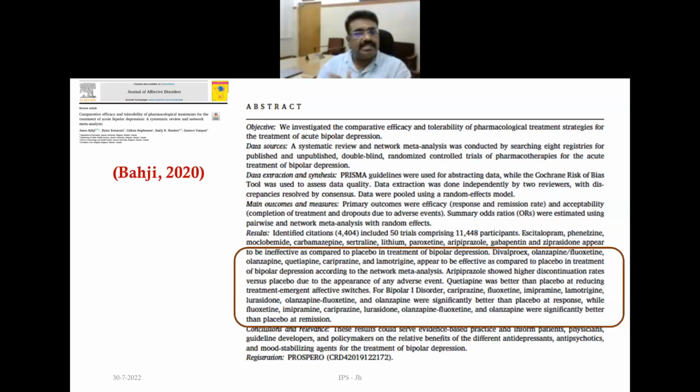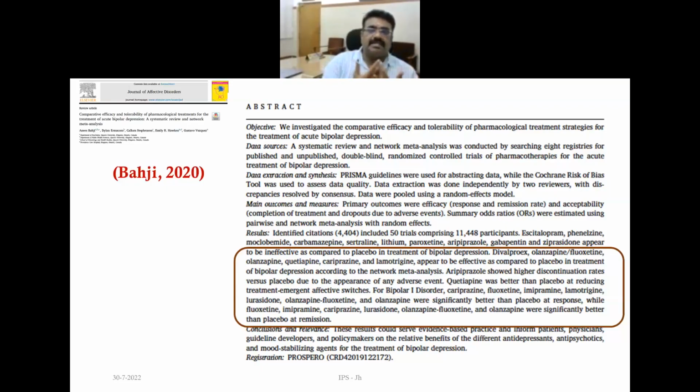So just to continue with this, there has been a systematic review and network meta-analysis that has given us the evidence that is available for the treatment of bipolar depression. Most of these studies do show that olanzapine, quetiapine, cariprazine, and lamotrigine appear to be effective. Aripiprazole showed higher discontinuation rates versus placebo. And quetiapine was better than placebo at reducing treatment-emergent affective switches.